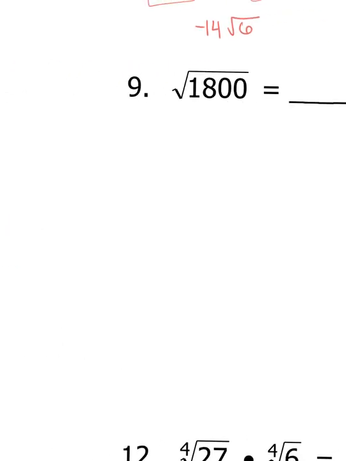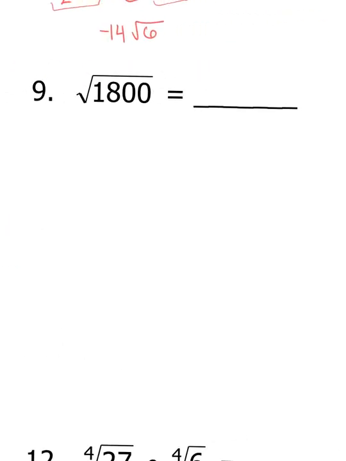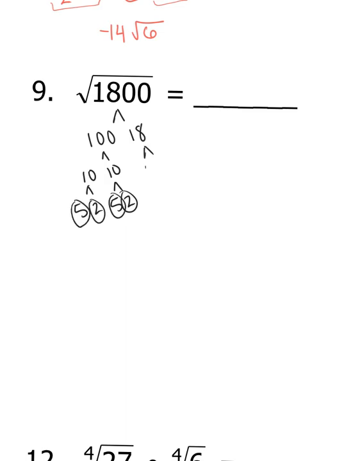And then finally for this set, number 9. This one looks scary because it's big, but it has a bunch of zeros in it. So a very easy way to do this is to say this is 100 times 18. And then 100 quickly could go to 10 times 10, and 10 can go to 5 times 2. And there's some prime numbers really quickly. And then we just have to break down 18. I'm going to do 9 times 2, and then 9 breaks down to 3 times 3.